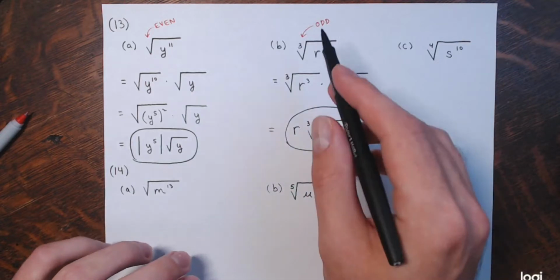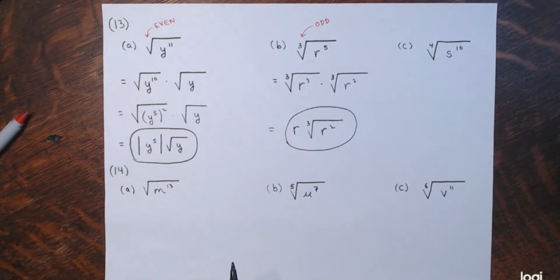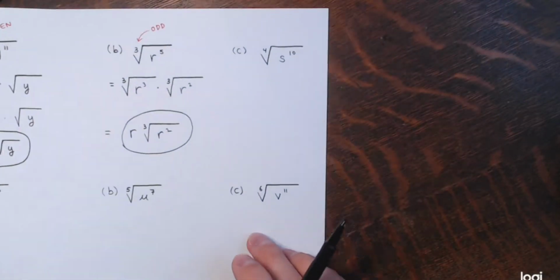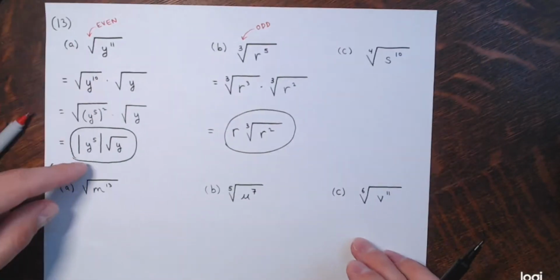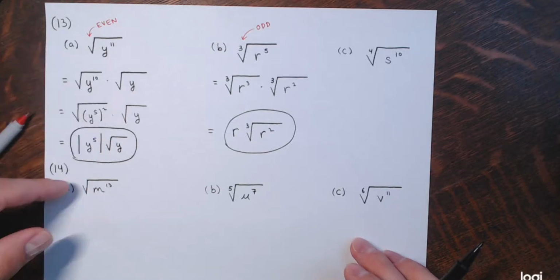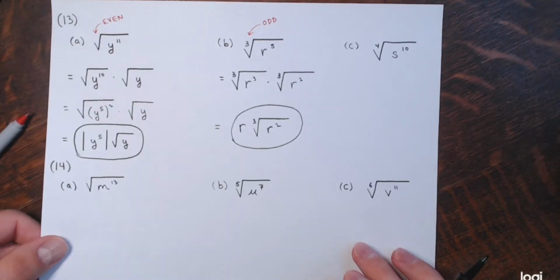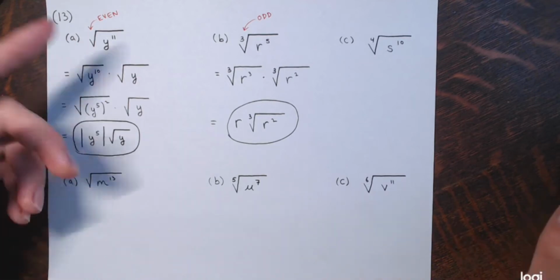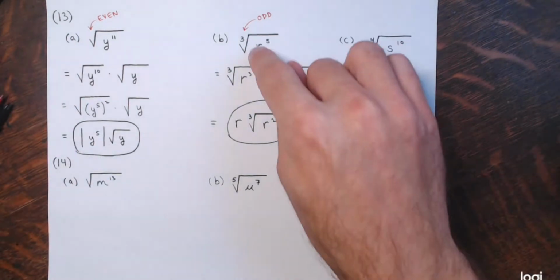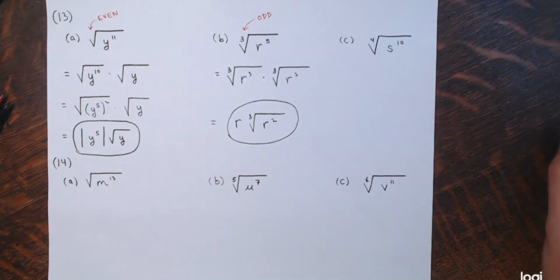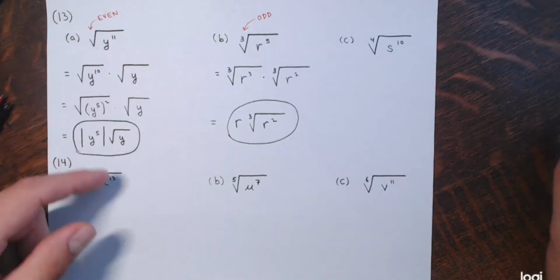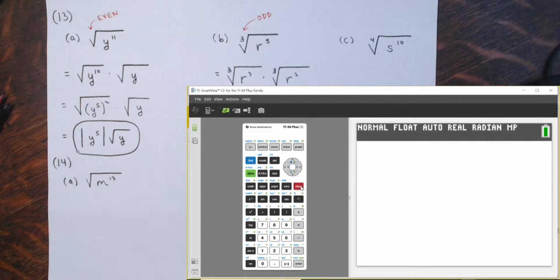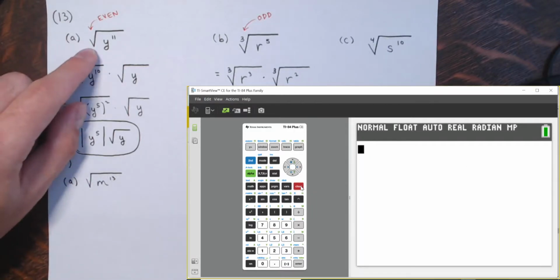Now, if you'd like to test these out, just replace R with some values. You could have done this with A as well. In fact, I will start with 13 part A. If you want to test these out, just replace Y with different numbers, or replace R with different numbers, and see that the expression in the beginning is exactly the same as the expression at the end. So looking at number 13 part A again.